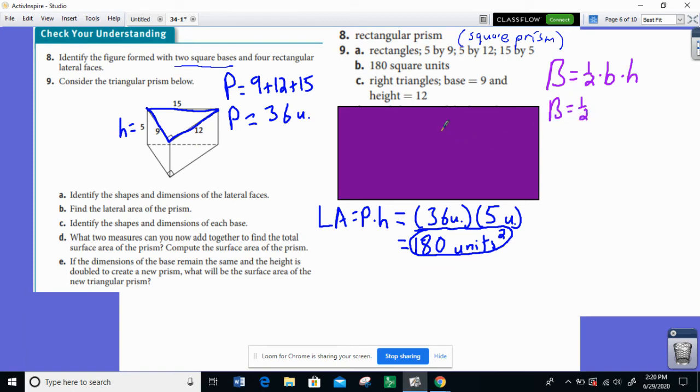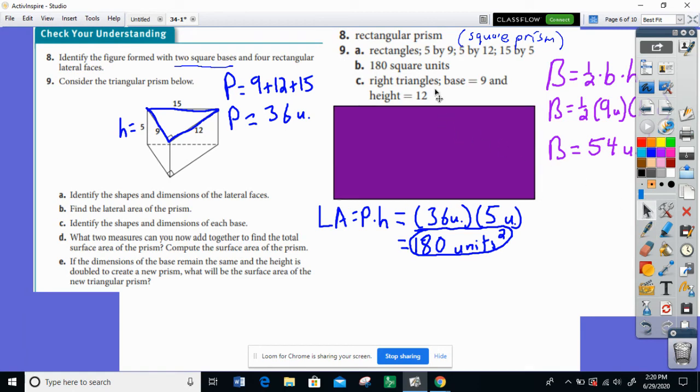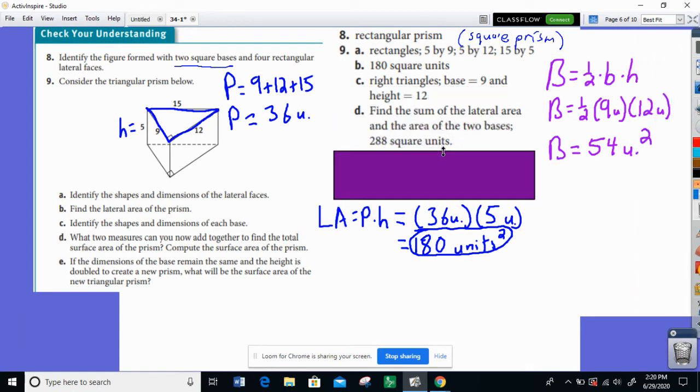So if they told us here that the base is 9 units and the height is 12 units, then the area of the base is going to be 1/2 times 12 is 6. 6 times 9 is 54 square units. So now in order to get the total surface area, that's going to be 288 square units.